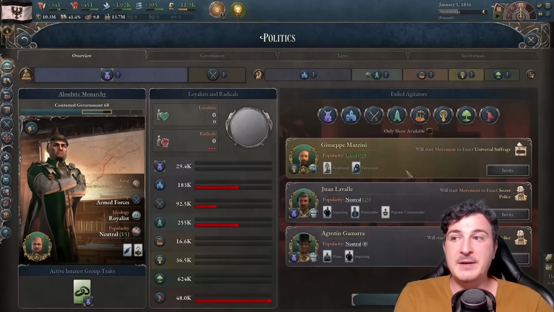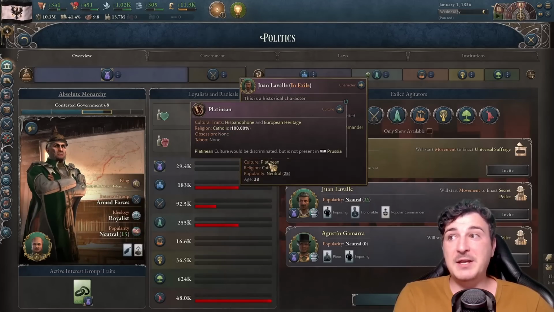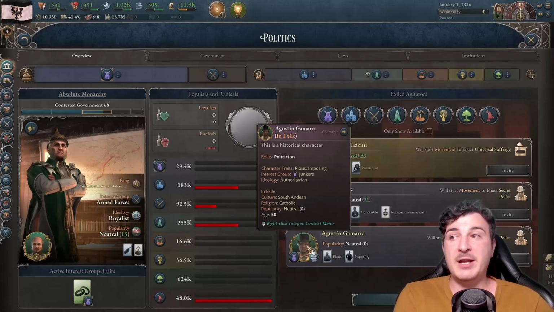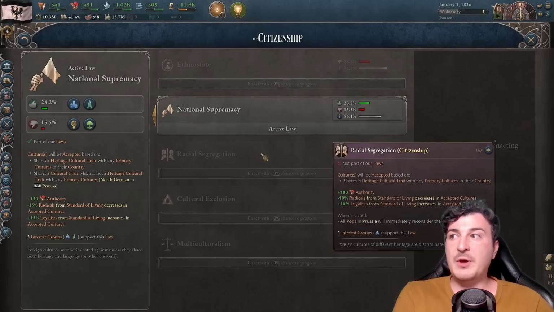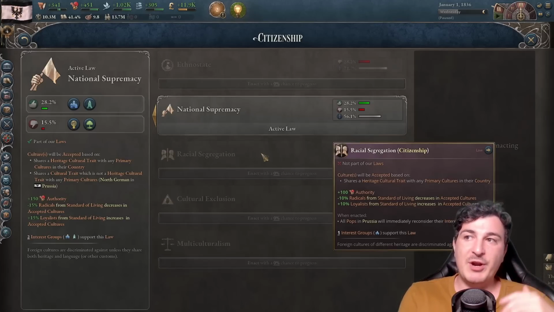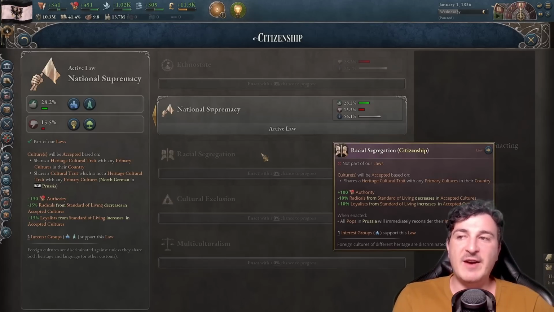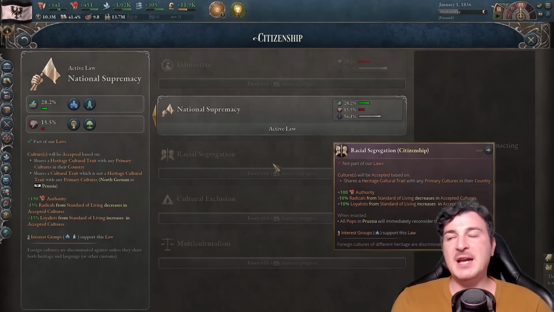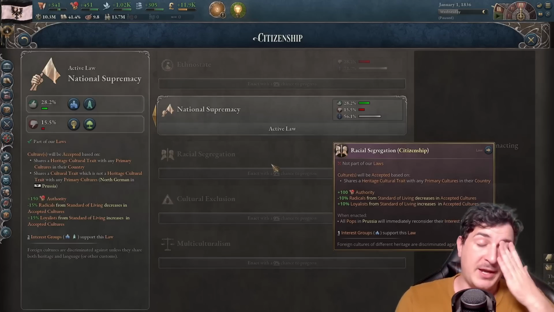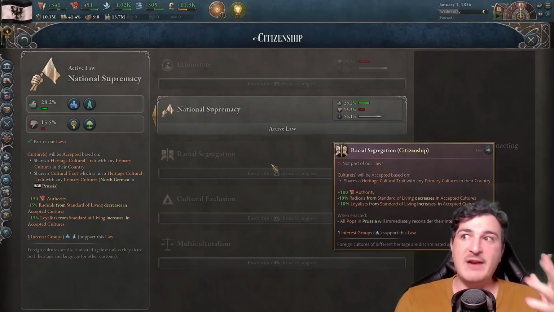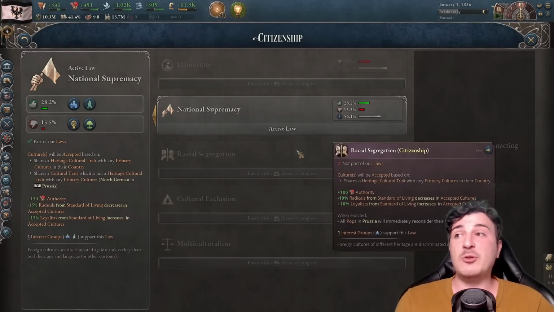Yeah, he is Italian, he's Argentinian, he's Platinian, which again is European heritage, and he's South Andean. So for those, it only requires a racial segregation to be able to invite them as agitators in our country. That's kind of one of the main beauties about playing as a European heritage country. You have a lot of agitators most of the time to help you pass legislation.